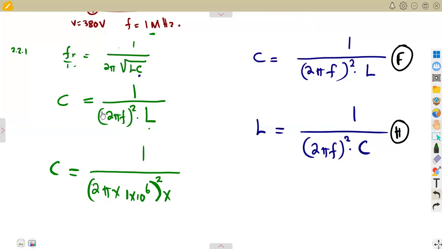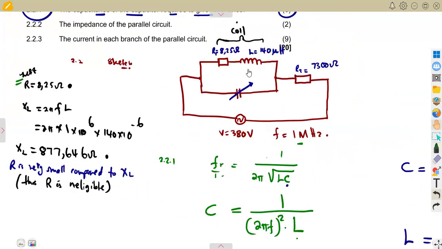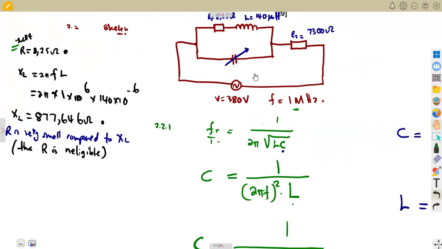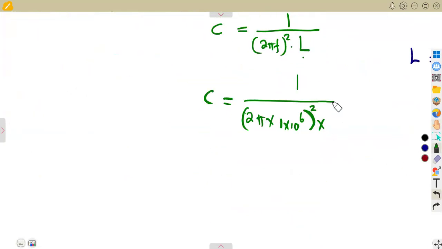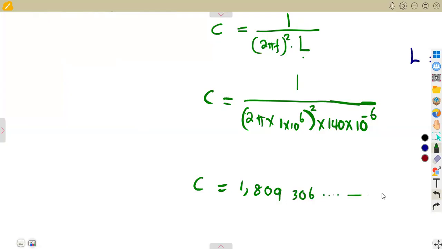Then the inductance, remember from our information, is 140 microhenries. So this is 140 micro, that is times 10 to the exponent of what? Of -6. So this was going to give us our answer in farads, which was going to be 1.80930, something like that, times 10 to the exponent of -10.